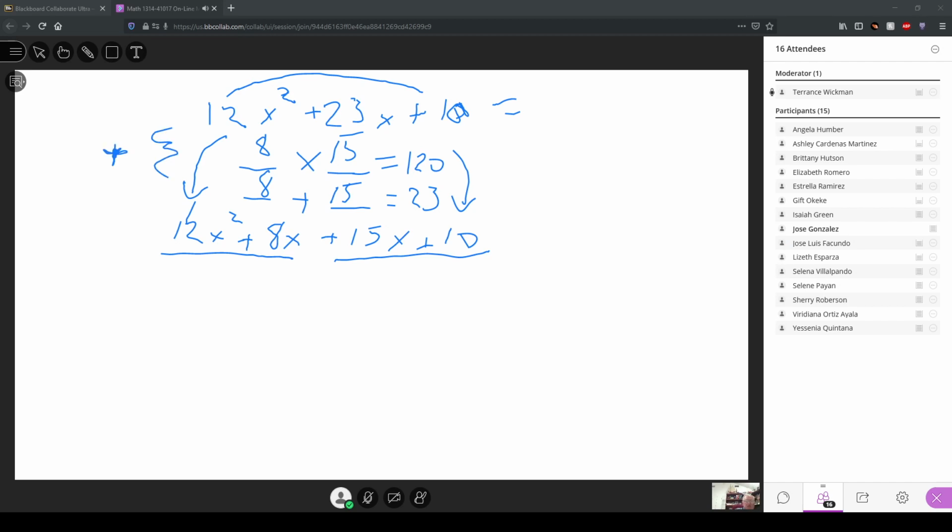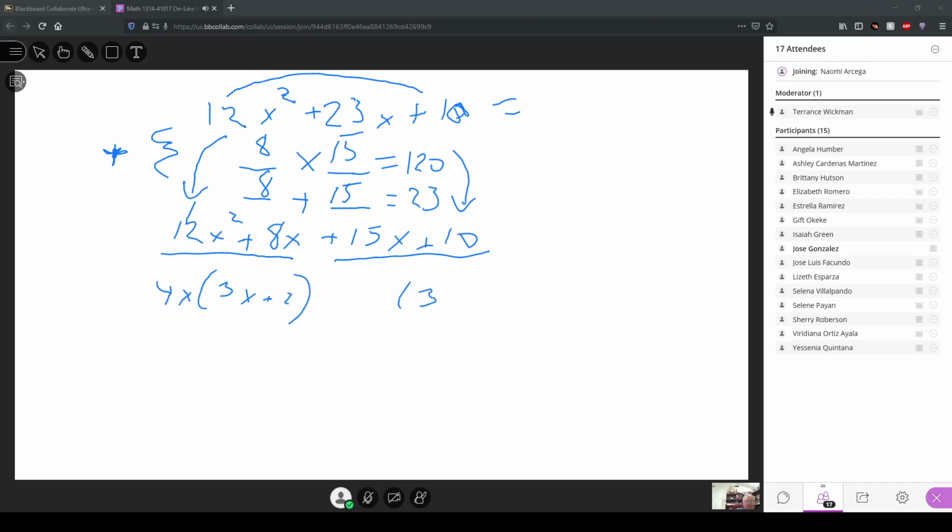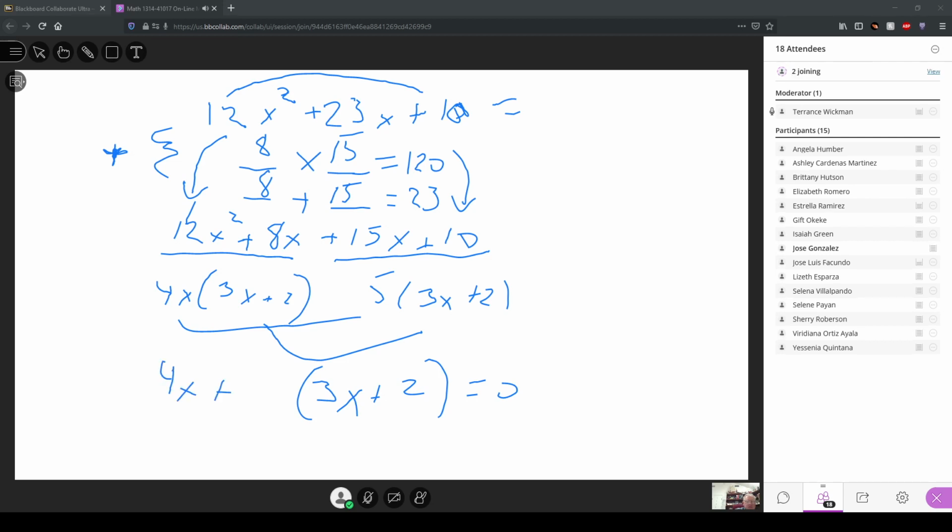Now, once you group them, you can factor out a 4x and a 5. It gives you 3x plus 2 on the left, and you have to have it on the right. And it works. You multiply 2 by 5 to get 10, and 5 times 3x goes 15x, so you know it's correct. So one of my factors is 3x plus 2. Set that equal to 0. And the other factor comes from here, 4x plus 5.